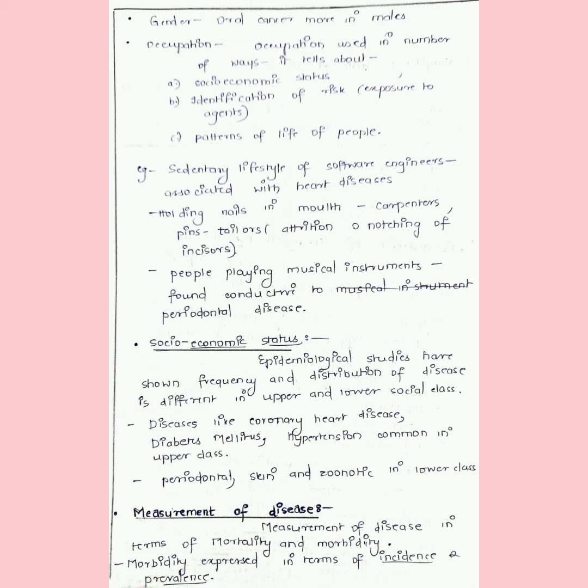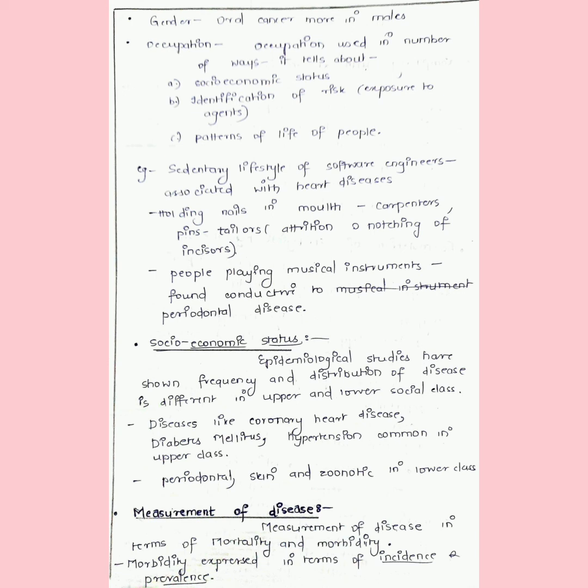Then people playing musical instruments, as their oral cavity is dried because of the playing, are more prone to periodontal diseases. Then comes the socio-economic status, as the frequency of distribution of disease is also different in upper and lower social classes. Like I said, alcoholism, drug abuse, coronary artery diseases, hypertension, these are more common in the upper class, whereas skin and zoonotic infections, periodontal infections, they are more in the lower class.